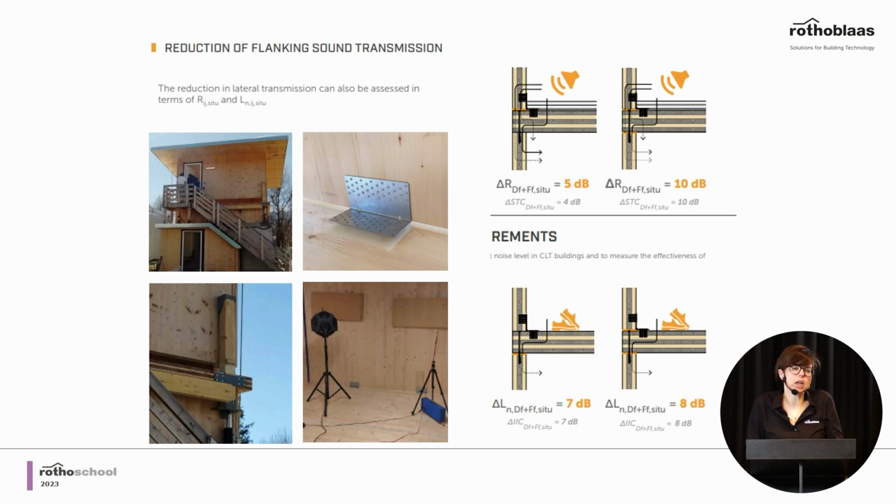So depending on the calculation that you are doing and the information that you have, you can use only KIJ, which is the performance of the resilient interlayer and of the joint, or consider the RDF plus FF, which is the combination of the entire flanking transmission.